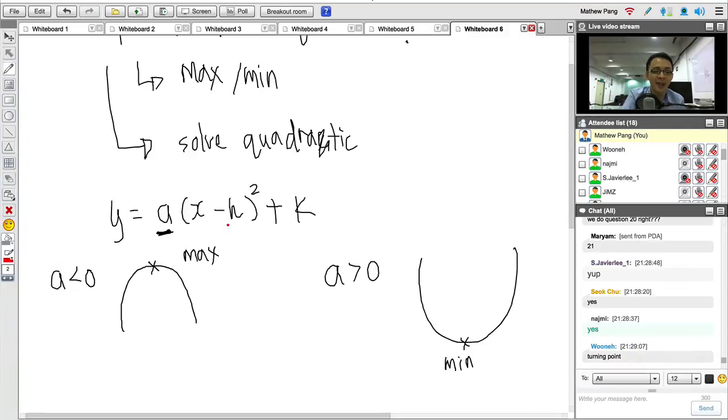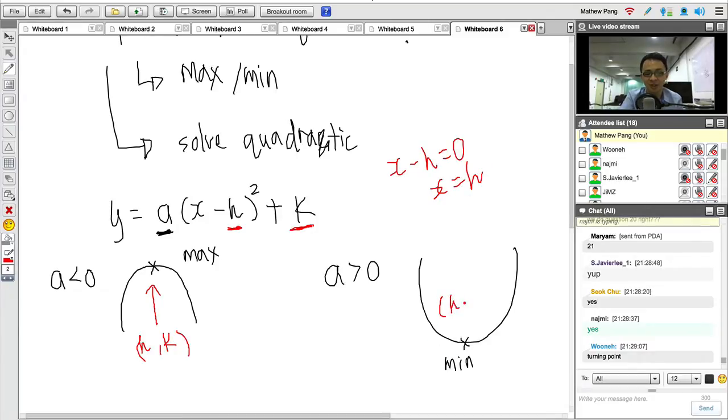Second, we can get the maximum point or minimum point from the equation itself. The x value I get from here, the y value I get from here. So the x value for this maximum point is h, and the y value is k. We never take negative h. You just imagine x minus h equals 0, so x is equal to h. The same thing for the minimum point: it is still h and k. This is something very important.